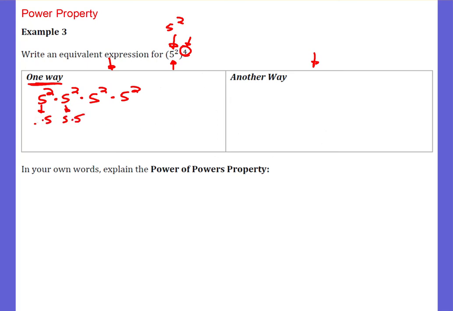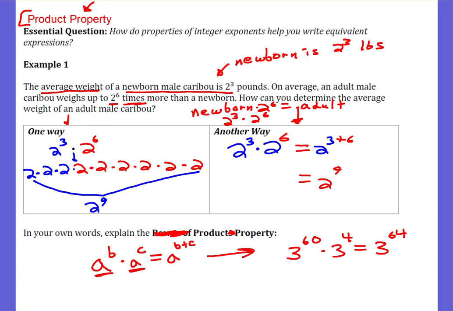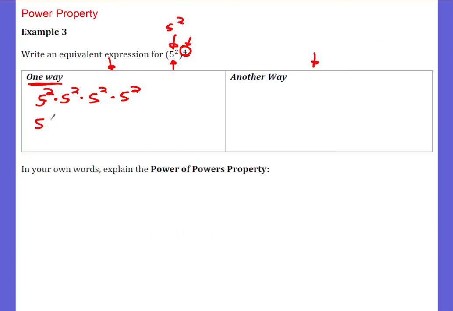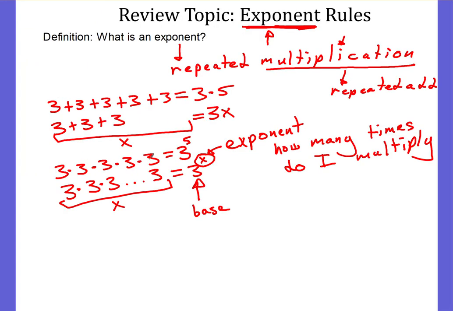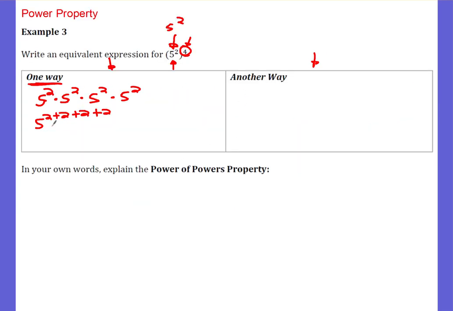What I can do instead is use that product property that we just went over. So if this is multiplied by this, by this, by this, we can just use that property that we just learned right here. And we can say that this is 5 to the 2 plus 2 plus 2 plus 2. If we call back all the way to the beginning, repeated addition is the same thing as multiplication. And we can say that's just the same thing as 5 to the 4 times 2.